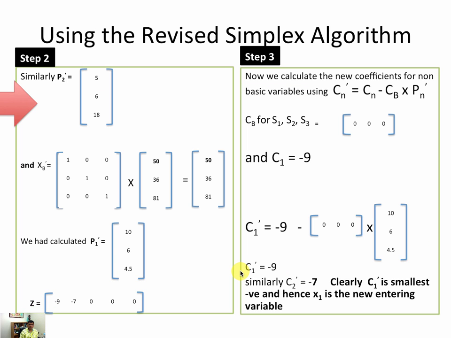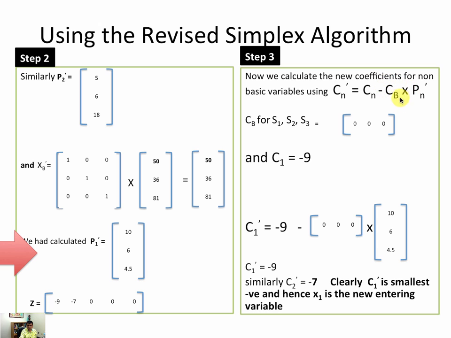P2 prime similarly will be 5, 6 and 18, and we will calculate XB prime. So in the previous slide we calculated P1 prime, here we calculated P2 prime, and XB prime. Now we will calculate the new coefficients of non-basic variables using the formula that was listed second on the formula sheet. So we have Cn prime is equal to Cn minus Cb multiplied by Pn prime.